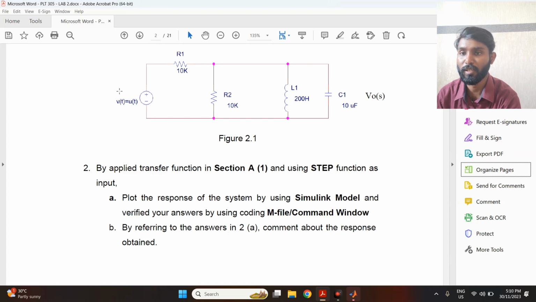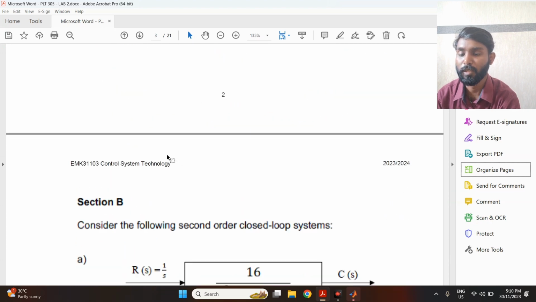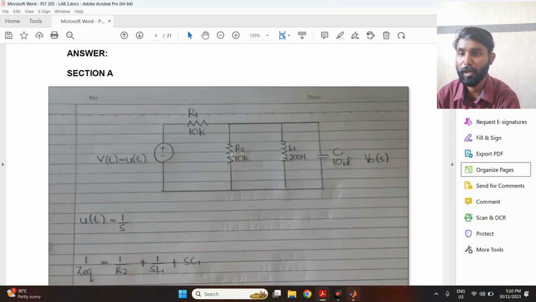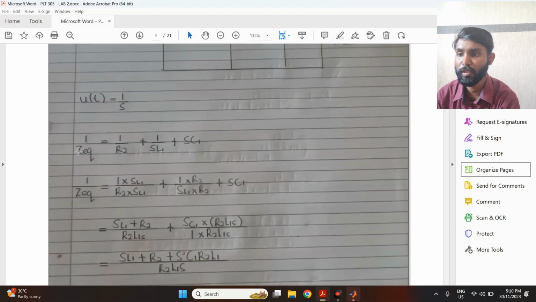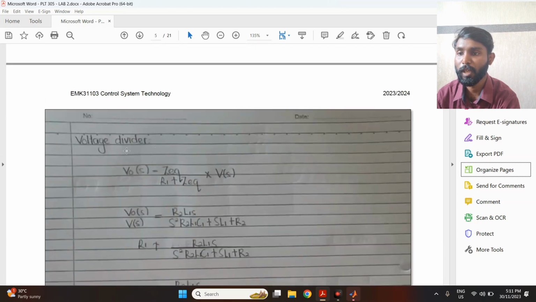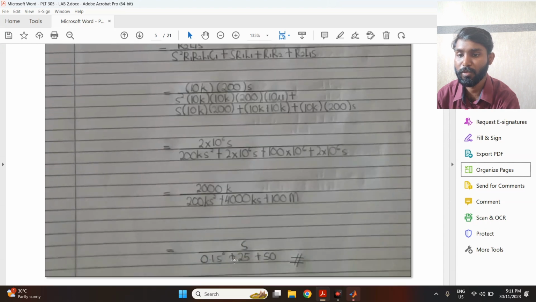As you can see, this is the schematic diagram, whereby resistor 1 is 10 kilo ohm, resistor 2 is 10 kilo ohm, the inductance is 200 H, the capacitance is 1000 microfarad, and this is the VOS and this is the VS. I've already done the calculation manually, with R1, R2, L1, C1, VOS and VS. I'm using the voltage divider rule, so the final answer is 0.1s plus 2s plus 50.